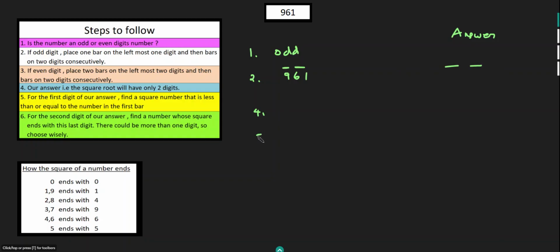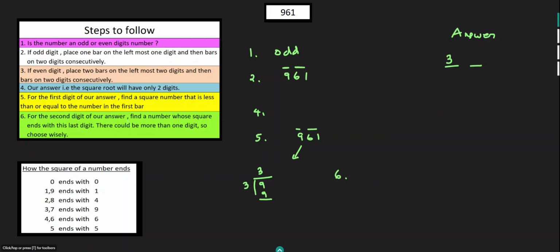Now let's do the fifth step. In this, we are going to determine the first digit of our number. So we take how we have placed the bars from step 2. This is how we have placed them, which means we need to find the square of a number which is closer or less than 9. So if we take 9, we know that the number 3, its square is 9, which is closer or equal to 9, which means the first digit of our answer is 3. So now let's do the sixth step.